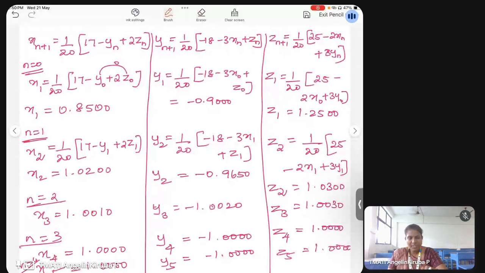Okay. Now look at the fourth and the fifth iteration. Both the values are same for all the three variables. Yeah. X value 1 and y value minus 1 and z value 1. So now we can stop the iteration. See, without calculator we cannot do anything. For example, you have to bring calculator.